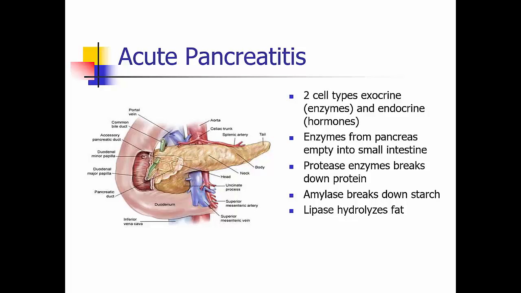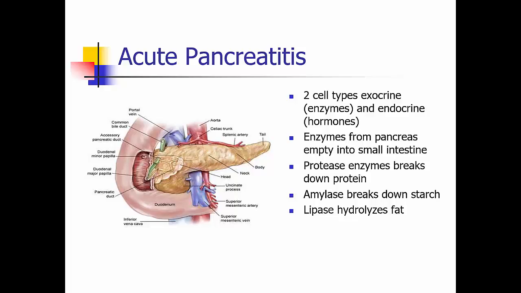An accessory duct, the duct of Santorini, extends from the head of the pancreas into the duodenum about 1 inch above the duodenal papilla. The pancreas also has the better known endocrine function. The islets of Langerhans produce insulin and glucagon, and they are scattered throughout the pancreas. And as you know, these are important in maintaining glucose homeostasis.